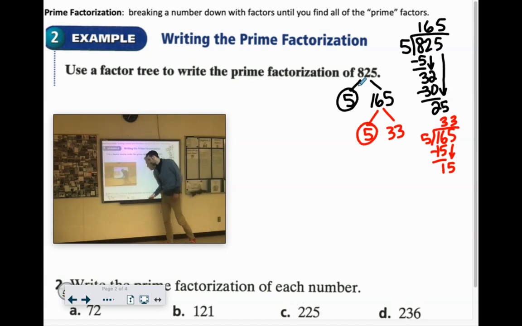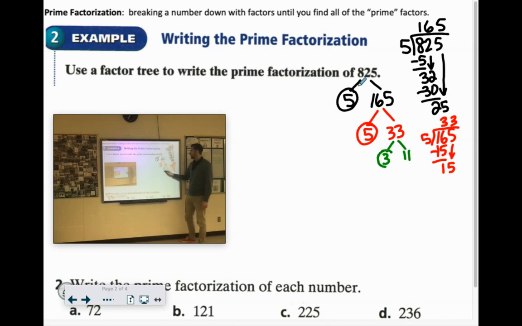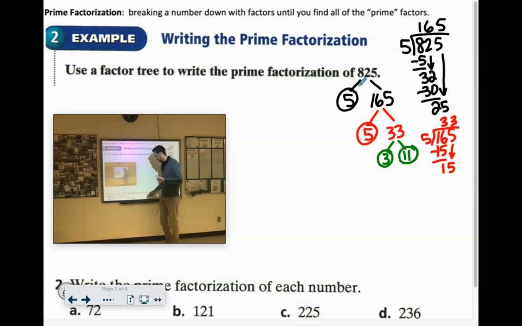Then we look at 33, and you're like, oh, well, what goes into 33? And you're like, oh, snap. 3 goes in there. It's 3 times 11. 3 is prime, and 11 is prime. So we've got it down to the bare bones, all the prime factors.